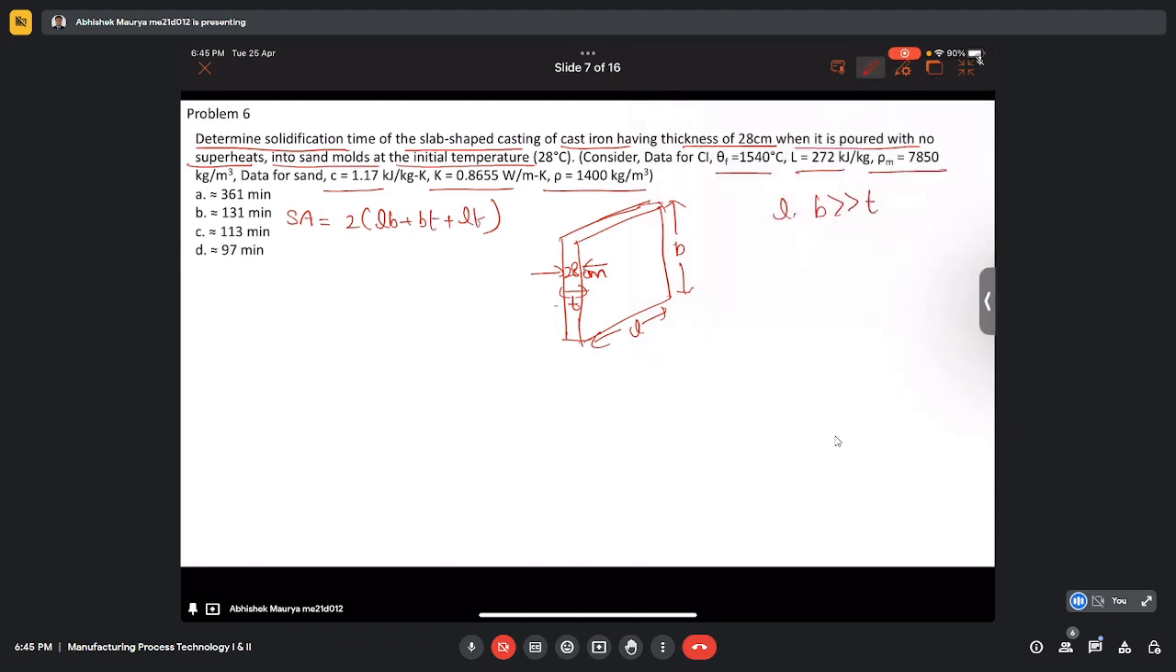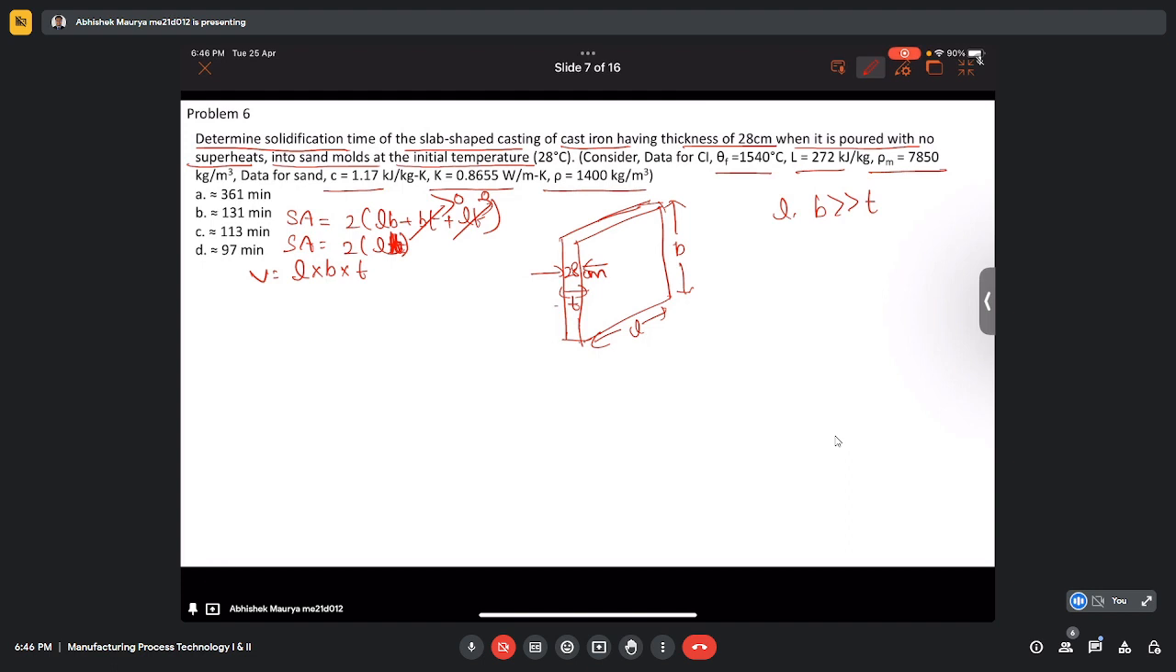After applying the assumption, the surface area is equal to 2 times length into breadth. And what is the volume of this cuboidal shape? That will be nothing but length times breadth times height.